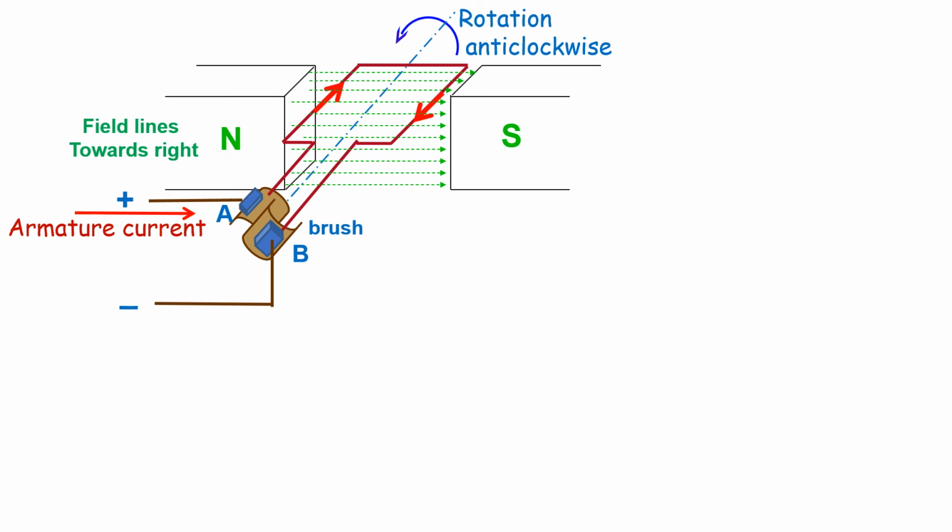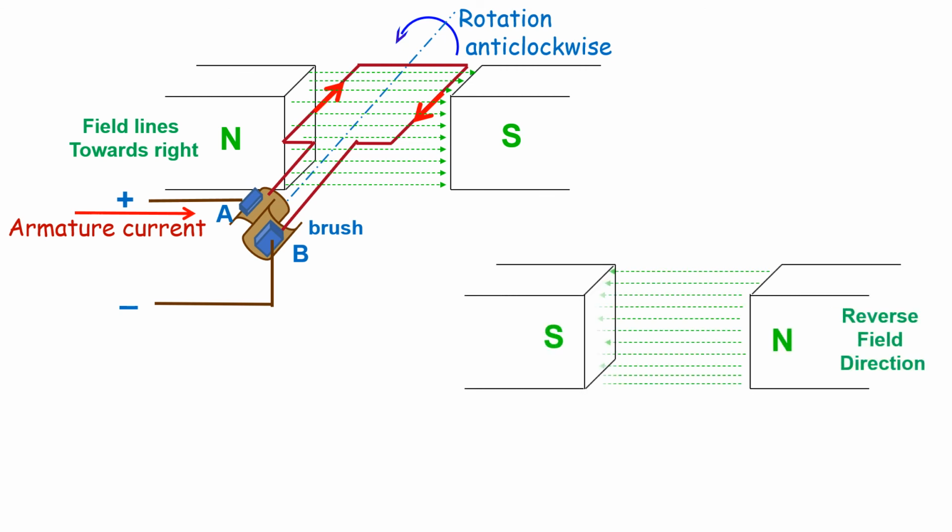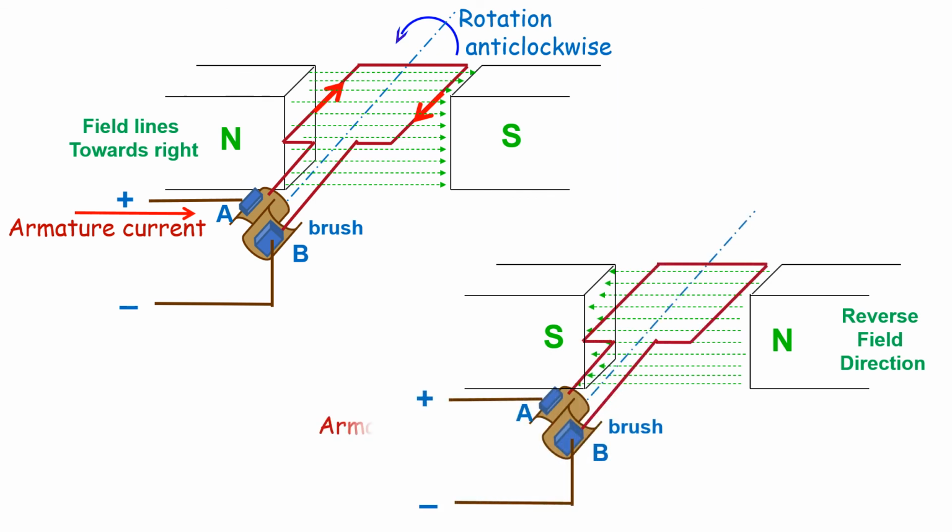Here, you are seeing the field lines towards right. The armature current is passing through the brush A. For this field direction and armature current direction, the rotation is anti-clockwise. Now reverse the field direction. The field is towards left, but keep the armature current same through brush A. For this, the rotation reverses.